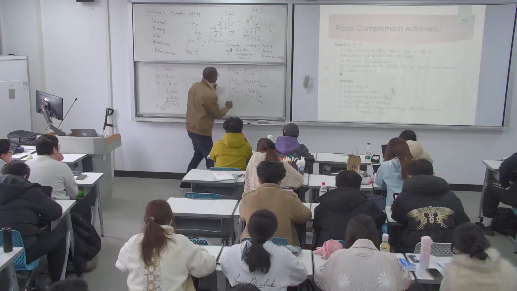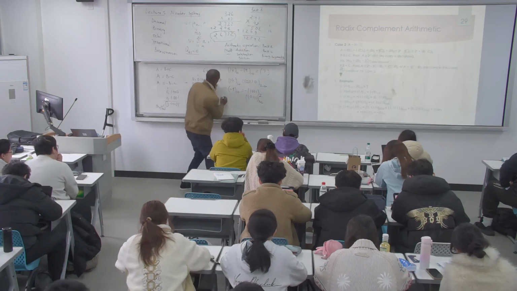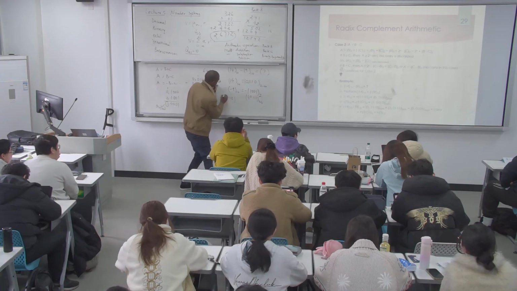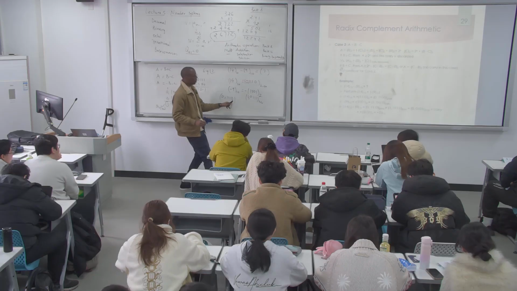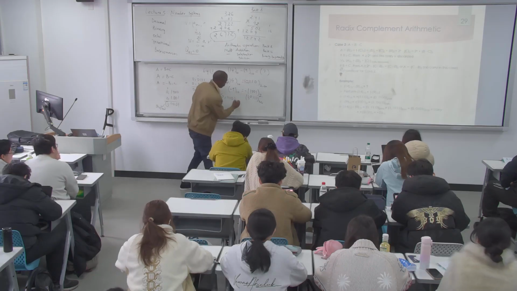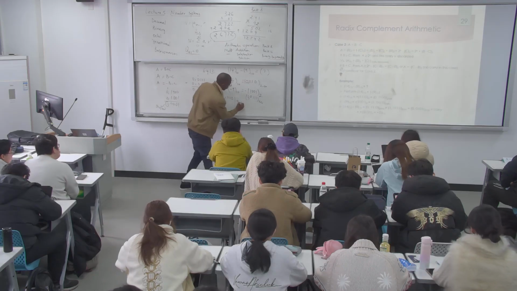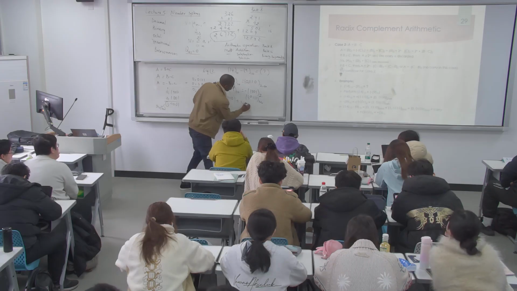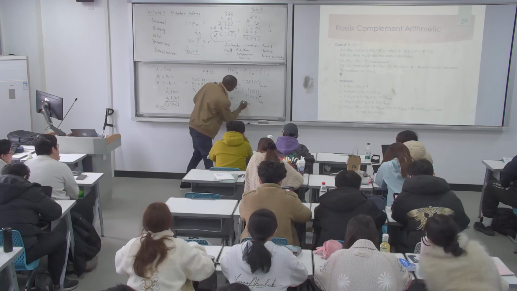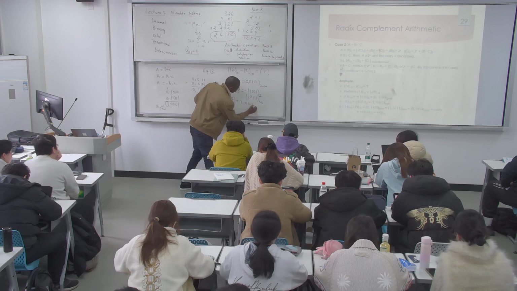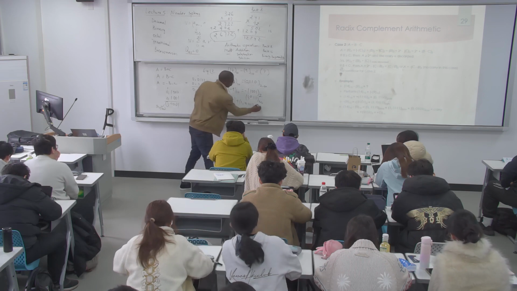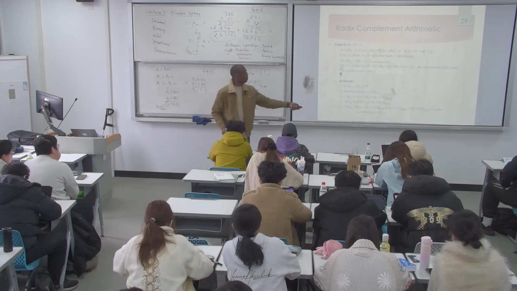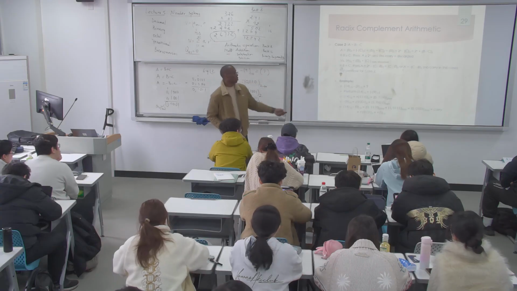Now, instead of doing subtraction, we do addition. So we take this number, 0, 1, 1, 1, 0, which is 14 in 2's complement, plus this number, 1, 0, 1, 1, 1, the 2's complement. Then we found this number.